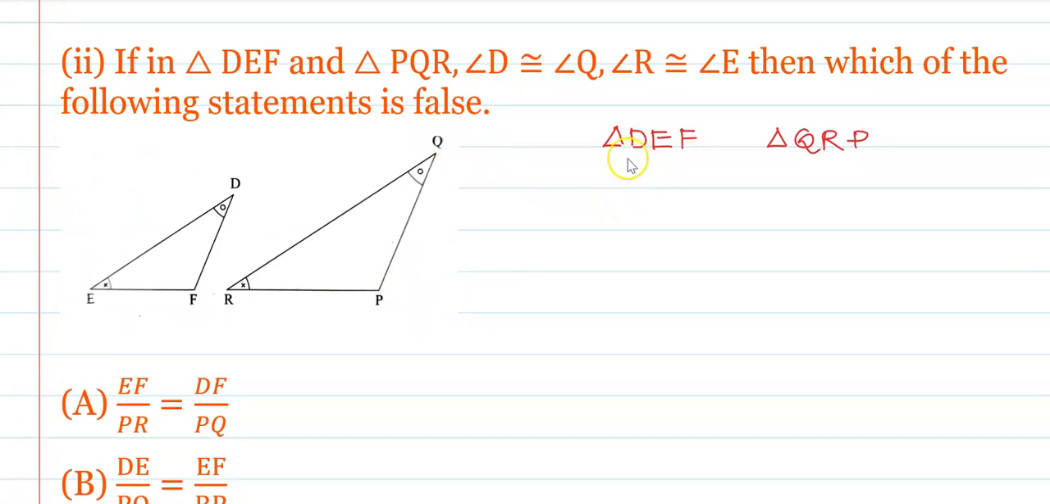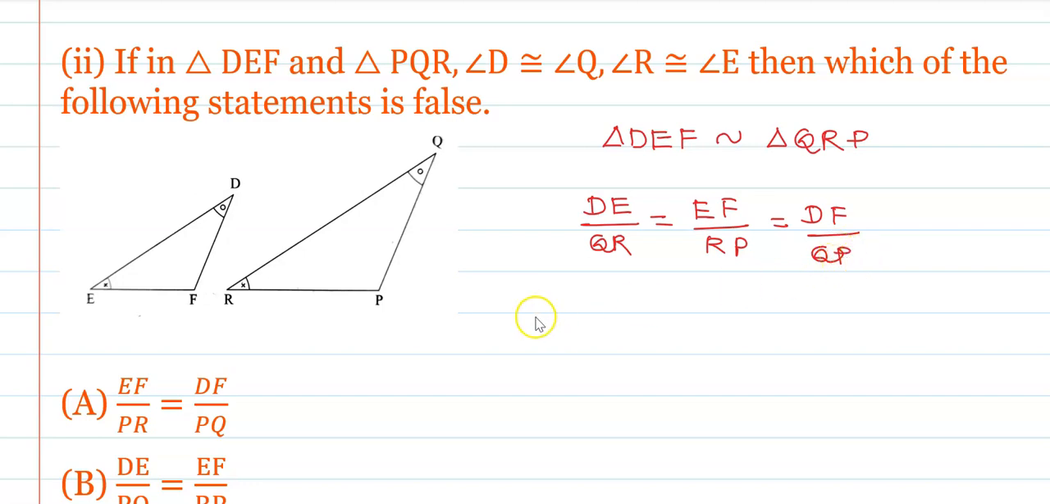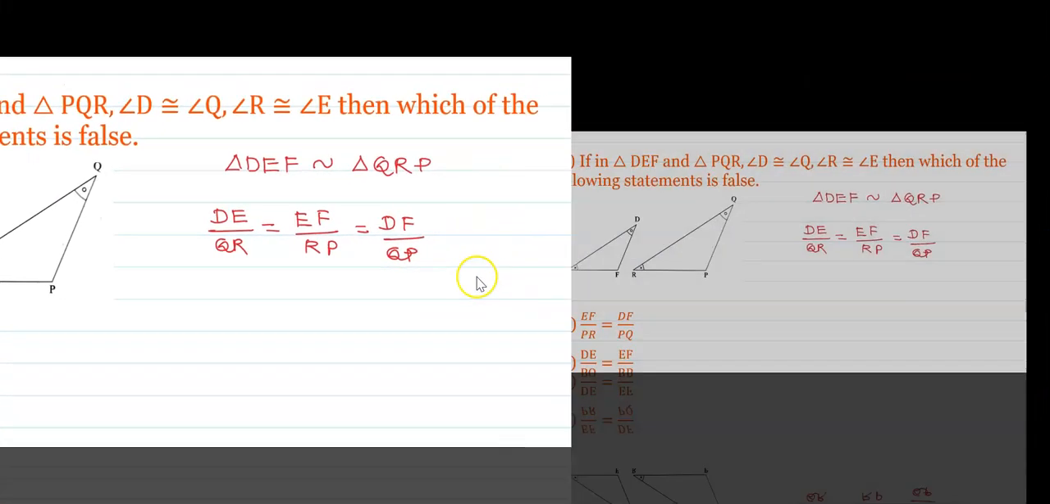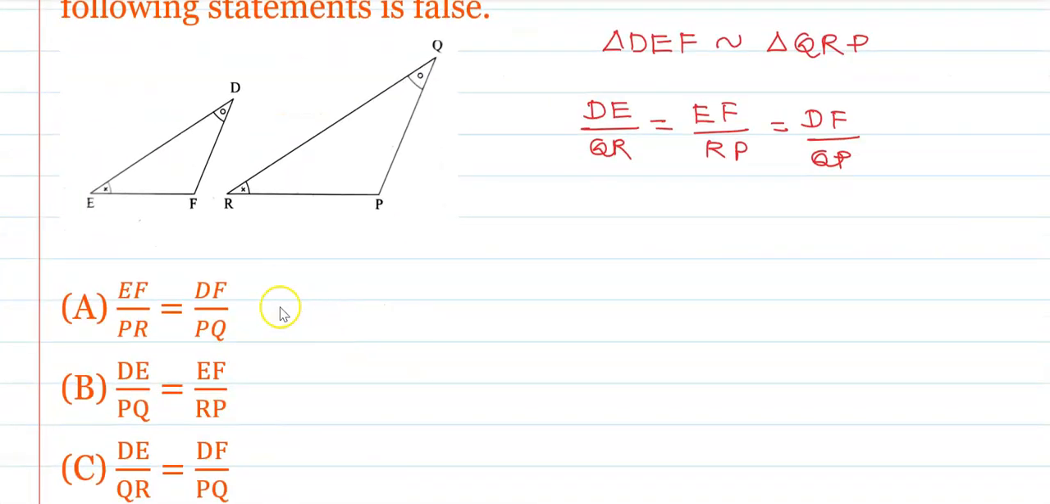If these two triangles are similar by the angle test, then their corresponding sides are in proportion. Therefore DE upon QR is equal to EF upon RP and DF upon QP, in this way. Okay, so we need to find which of the following is false.